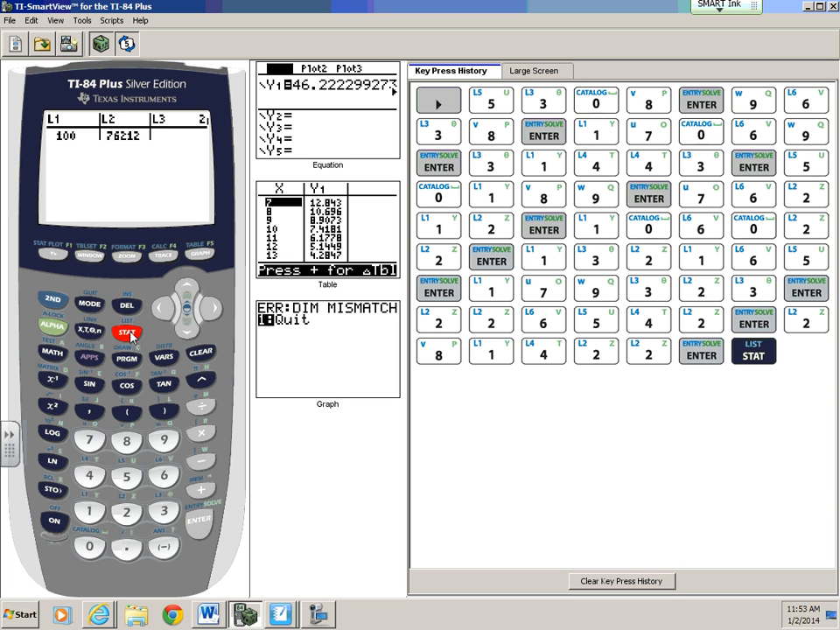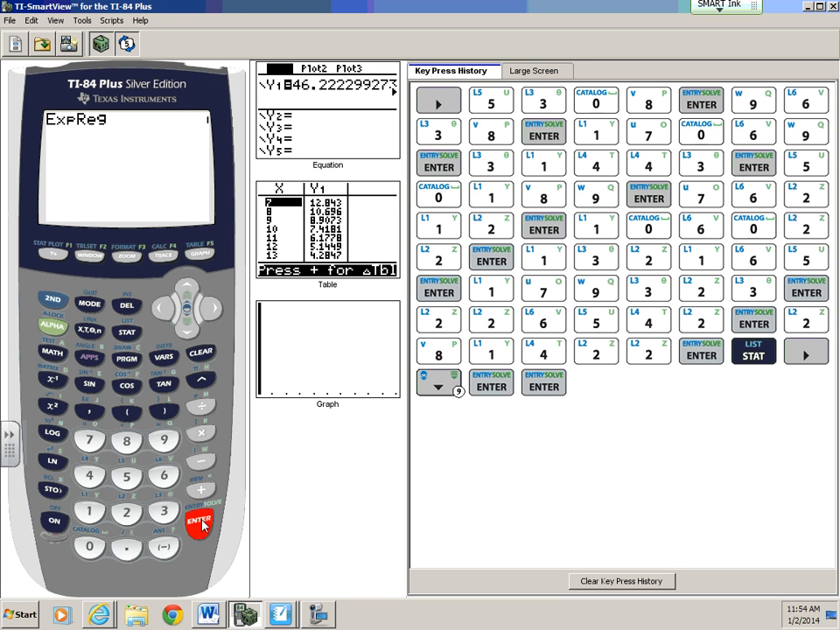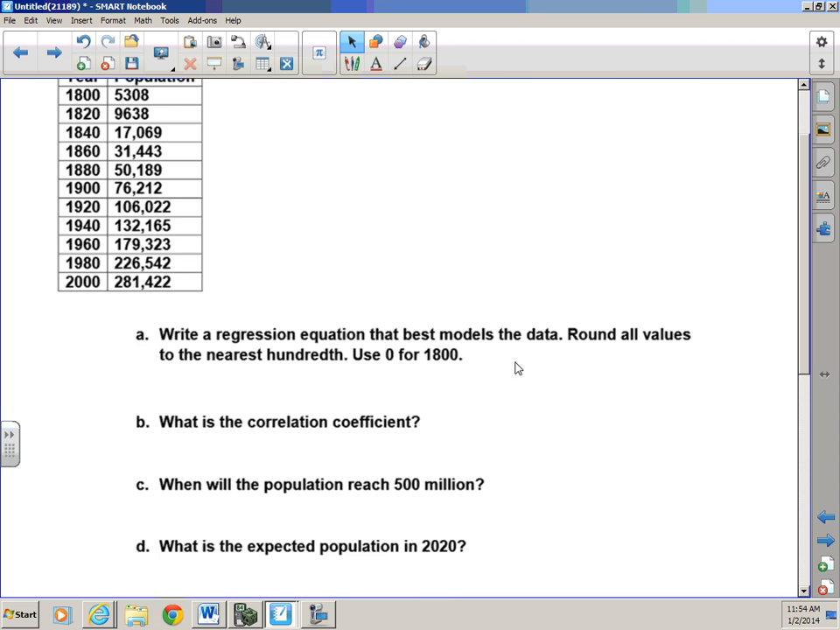Okay, now everything is in. Stat, calc. Let's take a look at exponential. Enter. And there's my equation. Okay? 0.98, that's very good. So now let's go back to our note sheet.